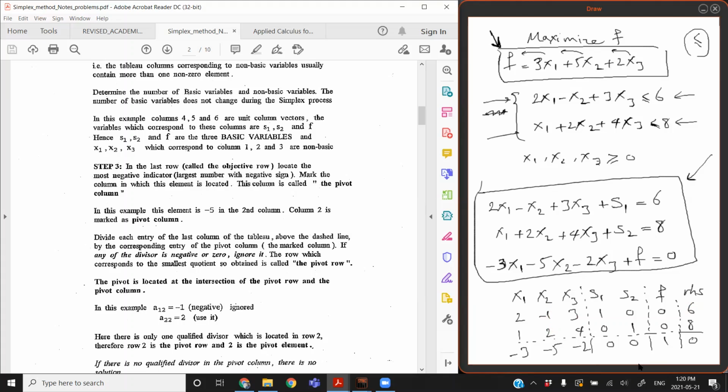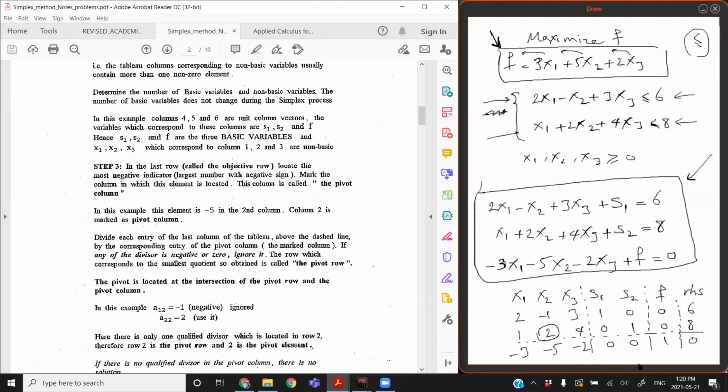So just imagine that here you had a 1 rather than a -1. Then you had 2 candidates for the pivot position. Then you would say, okay, I'm going to divide 6 by 1. I get 6. I divide 8 by 2. I get 4. Okay, so 4 is less than 6. So this is my pivot position.